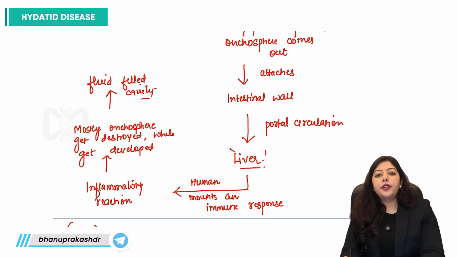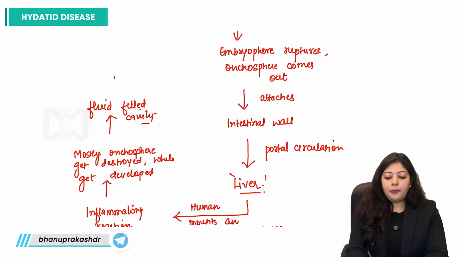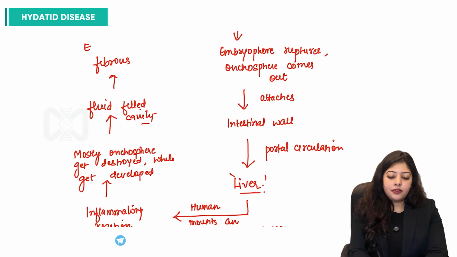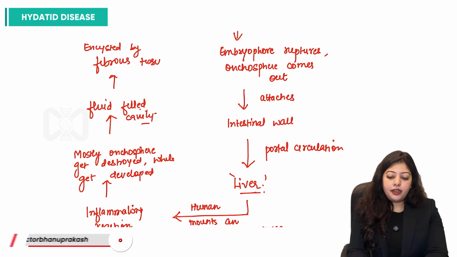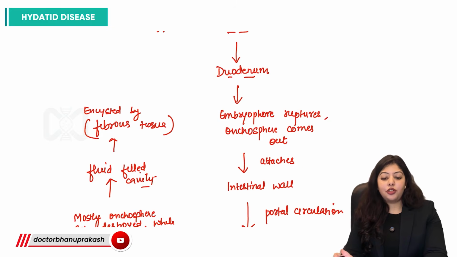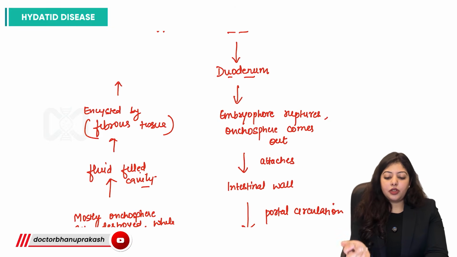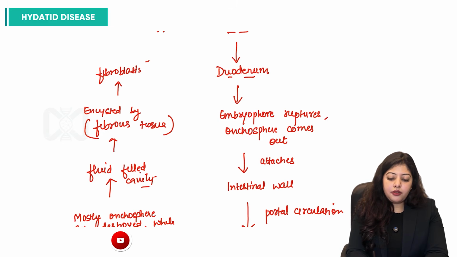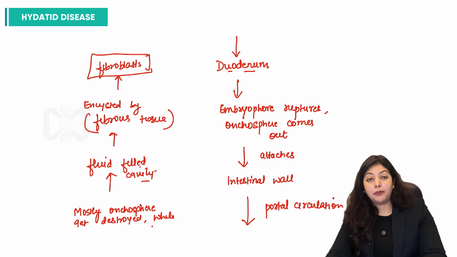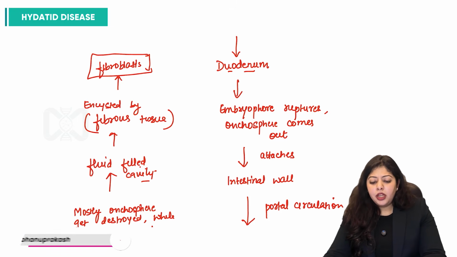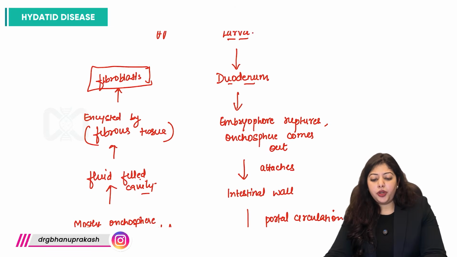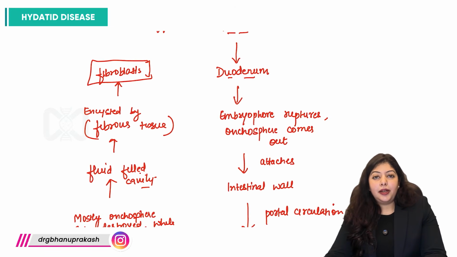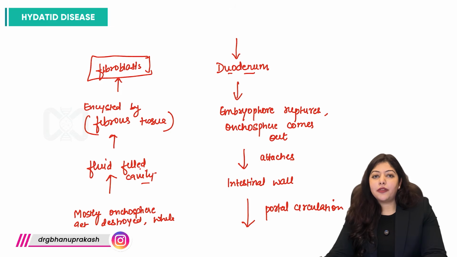Now these fluid-filled cavities get encysted by fibrous tissue, and where is this fibrous tissue derived from? This is derived from fibroblasts. So this is how these fluid-filled cavities develop inside the human body, right? Now we have spoken about the human body, and the same thing happens in the intermediate host as well, that is the sheep.